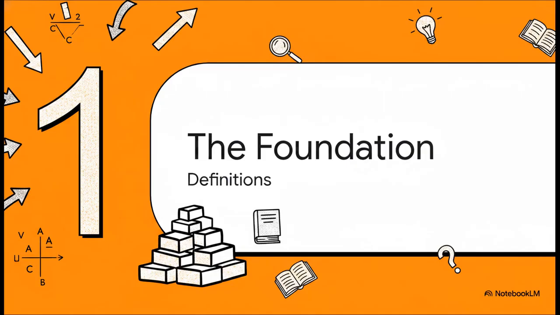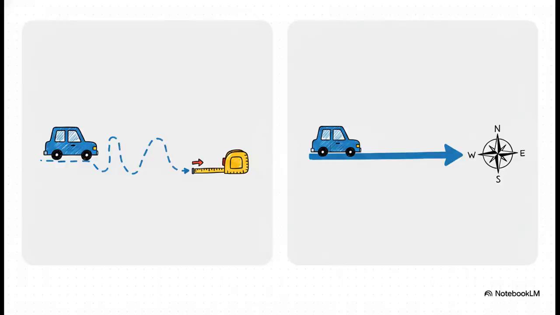Okay, part 1. The foundation, definitions. So what's the big deal here? Well, as your CAPS document strictly outlines, it all boils down to direction. A scalar is just an amount, a magnitude, but a vector brings direction into the mix. Think of it kind of like this. Telling someone you drove 50 kilometers is a scalar. Telling them you drove 50 kilometers straight north, bam, now you're talking in vectors. That directional piece is going to be the absolute star of our show today.